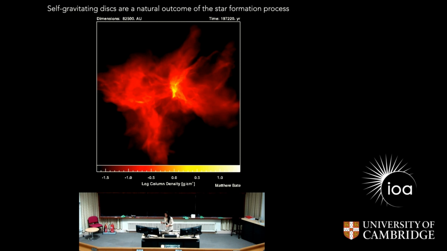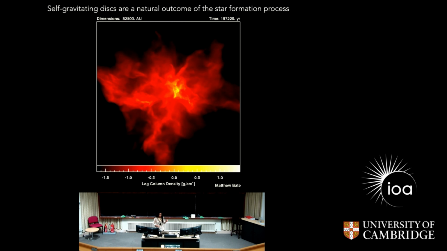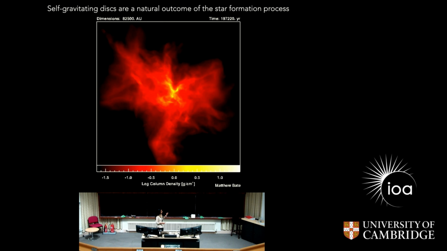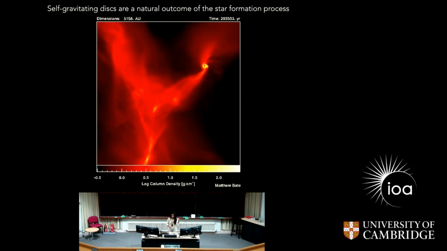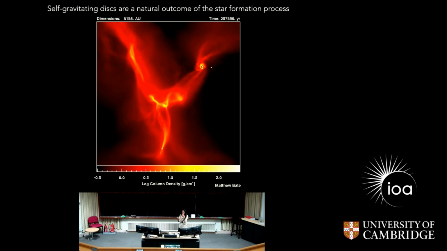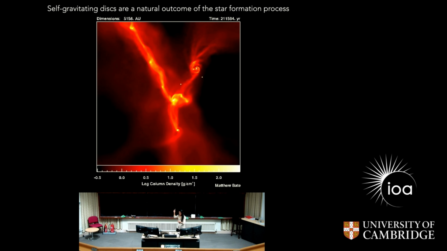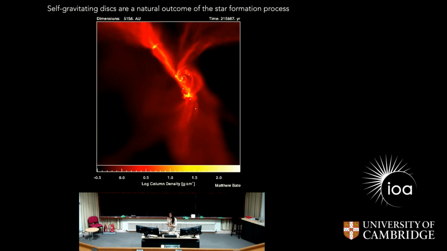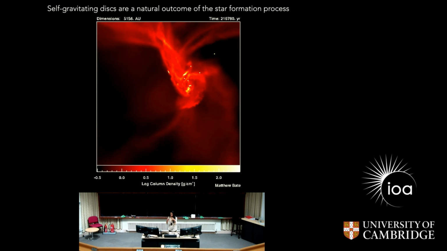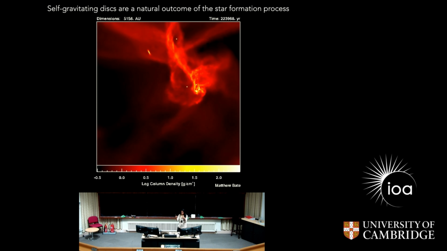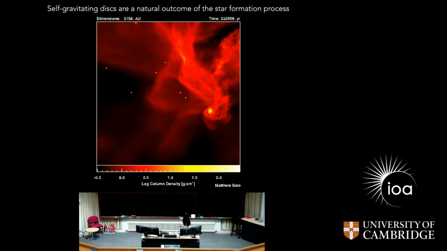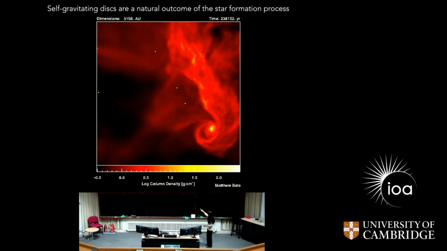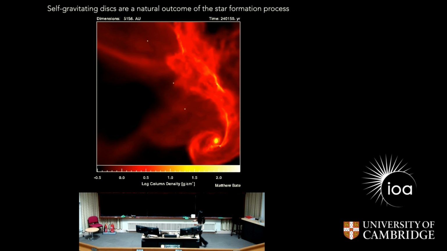Self-gravitating disks are the natural outcome of the star formation process. What you're seeing in this movie is a simulation of a molecular cloud. It's rotating, it's collapsing, and in this whole process, you get stars forming. You'll see these little dots on the screen where stars are forming, and around those stars, made out of the same molecular cloud material, you will get disks forming as well. Here's one example in the bottom right, where you've got a disk forming around, I think, a binary star in fact.